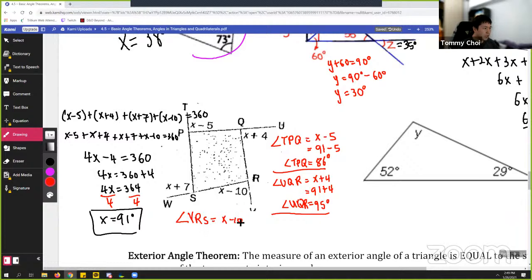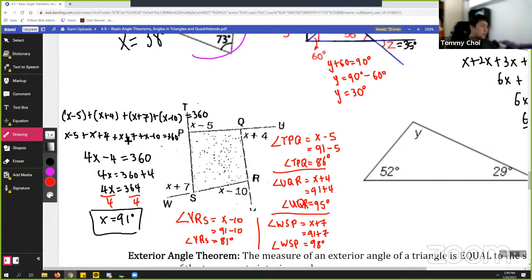Our next angle would be YRS, which is x minus 10. So 91 minus 10 would give me 81. So that's angle YRS, 81 degrees. And our final one is angle WSP, which is x plus 7. So 91 plus 7 is going to give me 98 degrees for angle WSP.